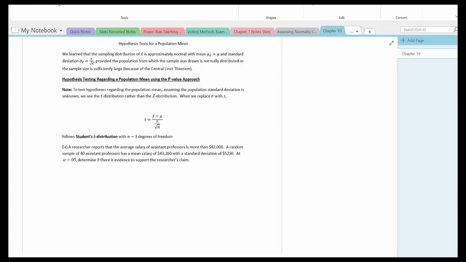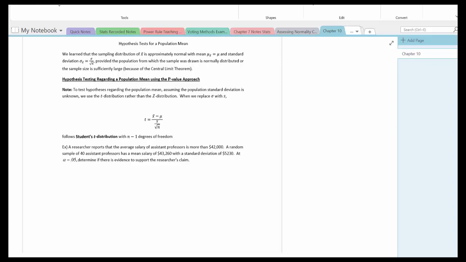So, hypothesis testing regarding a population mean using the p-value approach. To test hypotheses regarding the population mean, assuming the population standard deviation is unknown, we use the t distribution rather than the z distribution, and we'll replace sigma with s, and here is our formula below. And it follows a student's t distribution with n minus 1 degrees of freedom. So understand, we're not going to be using this t-distribution formula, just like we're not going to be using a t-table to do these problems. We'll be using the graphing calculator, which is exactly what I would expect you to be able to do for this exam. Okay, let's take a look at an example.